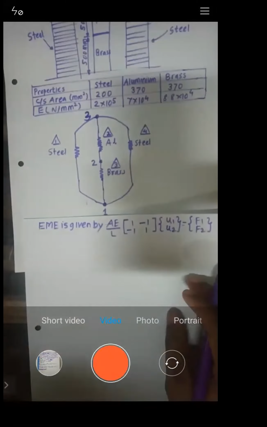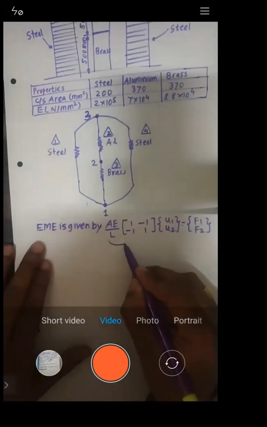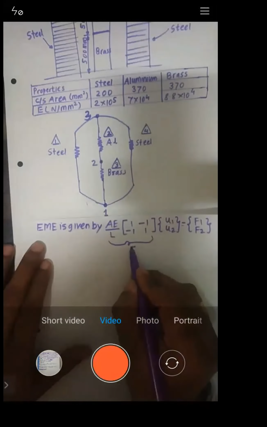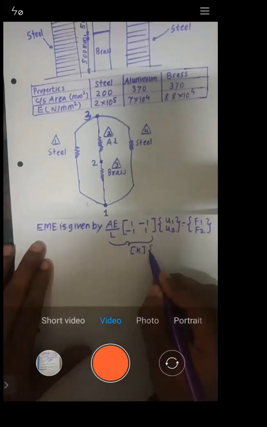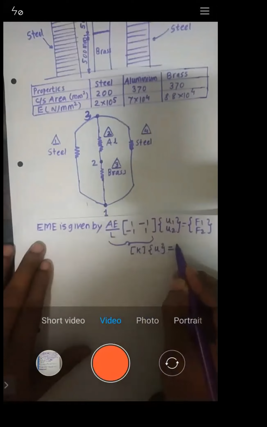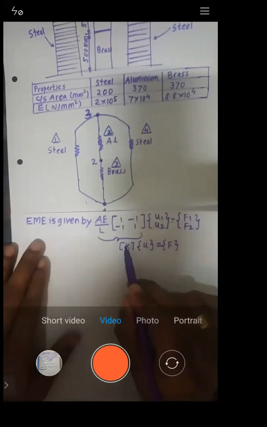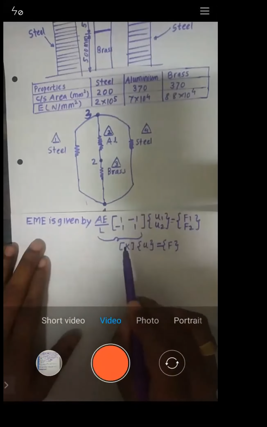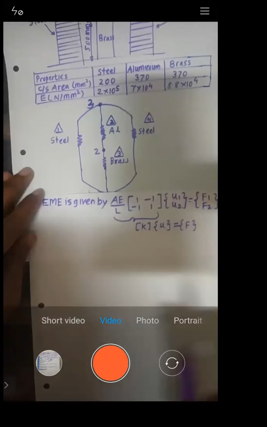This is basically EME, where this particular matrix is called the stiffness matrix. This is the stiffness matrix multiplied by displacement is given by force, right? See, it is simple as F is equal to K into X. Instead of calling it K, you call it matrix K because it's a stiffness matrix, right?